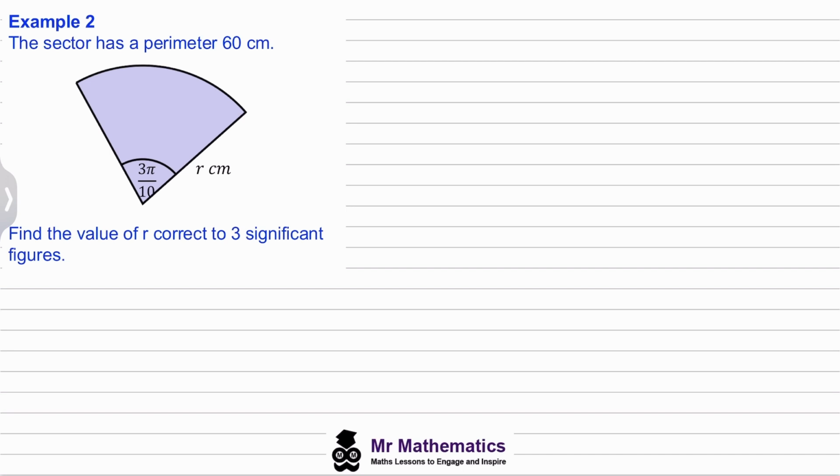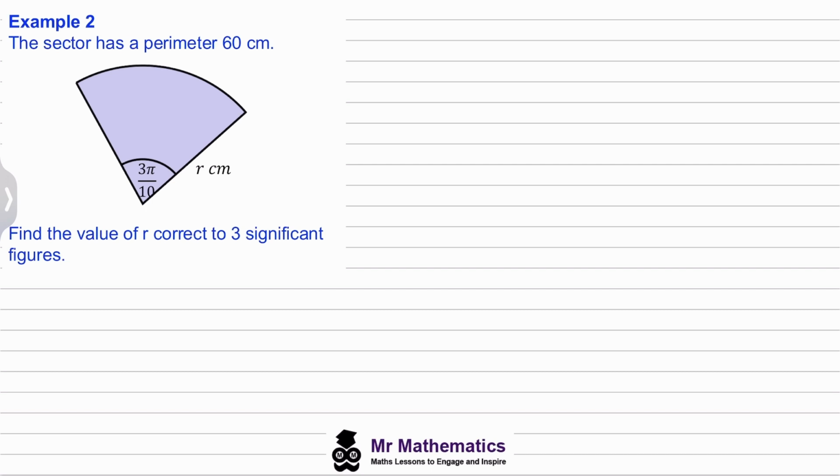So in example 2, we're going to look at rearranging some formulae. So now we've been given that this sector has a perimeter of 60 centimeters, and we need to find the radius given its angle theta. Do you want to try and work out this radius yourself? You can pause the video, and when you come back, you can check you're working with mine.